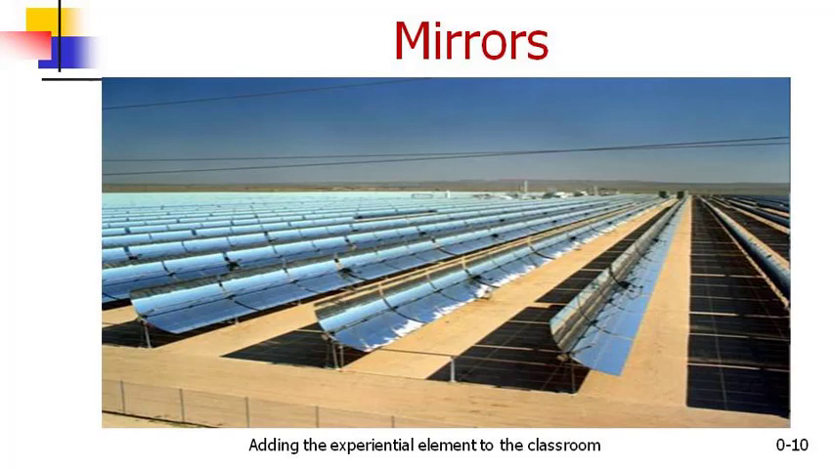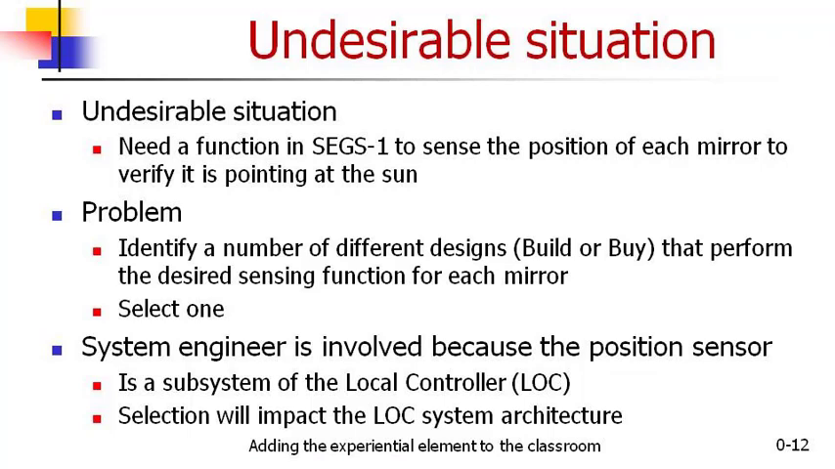So, what was the undesirable situation? Moving along. We needed a function in SEGS 1 to sense the position of each mirror to verify that it is pointing at the sun. So we chose to put that sensor at the mirror. So the problem was to identify a number of different designs, build or buy, that perform the desired sensing function of the mirror, and to select one.